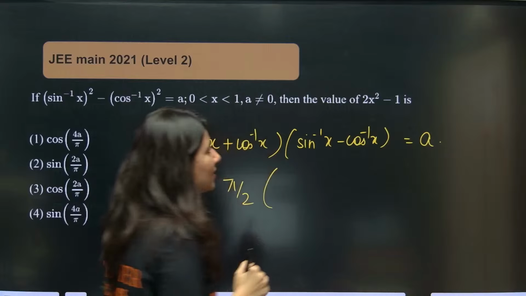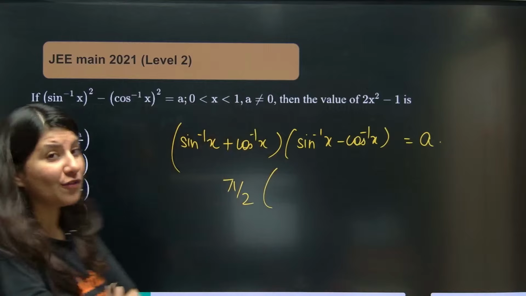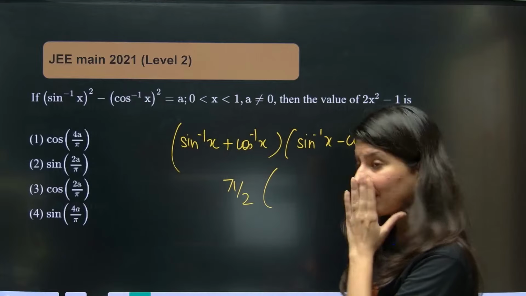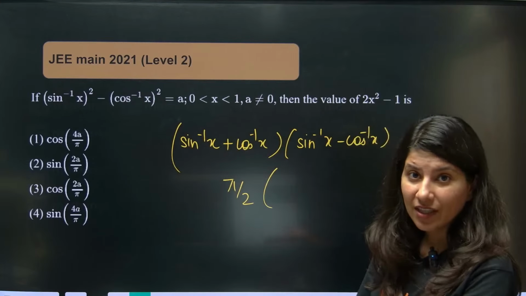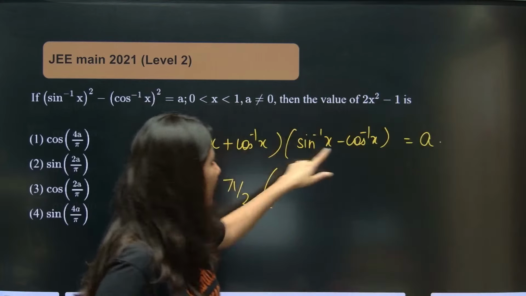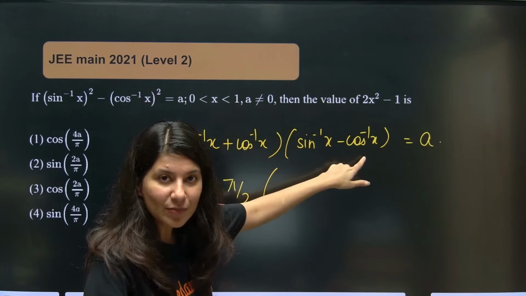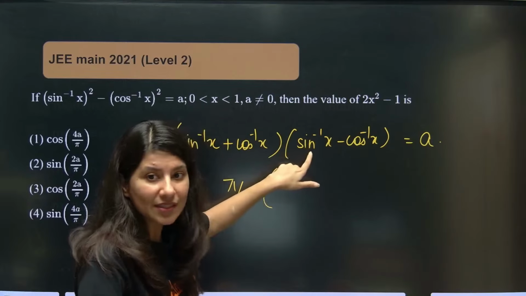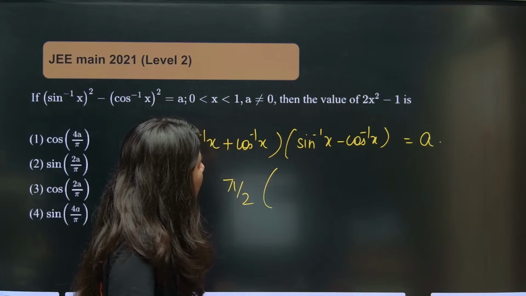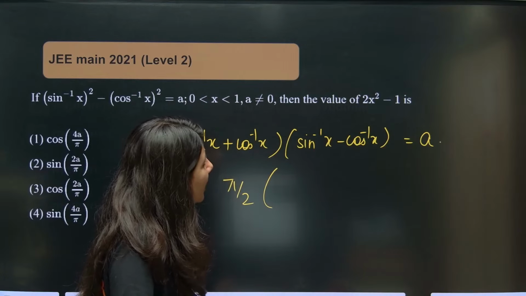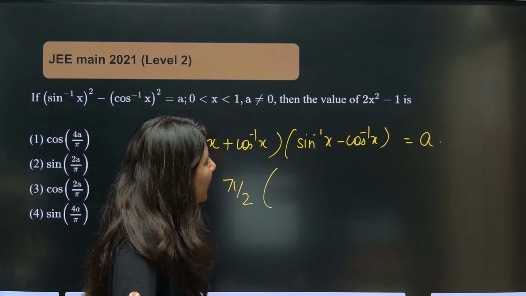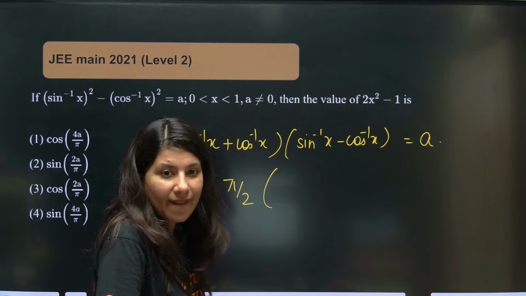What we will do is, first of all understand, sometimes we need to check what we want in life. Do we want sin inverse or cos inverse? Because both we can get. Either I'll convert this cos inverse in terms of sin, or this sin inverse in terms of cos, right? But what do we want? We want 2x square minus 1. Okay, 2x square minus 1.